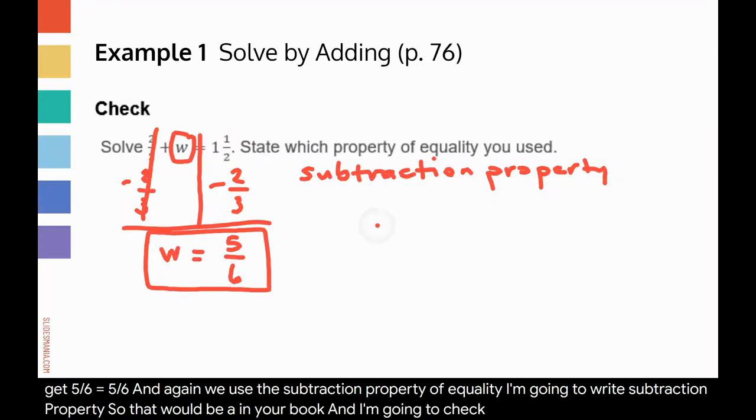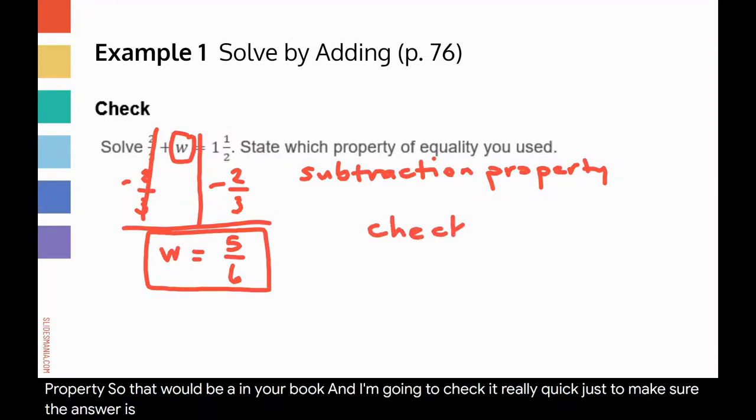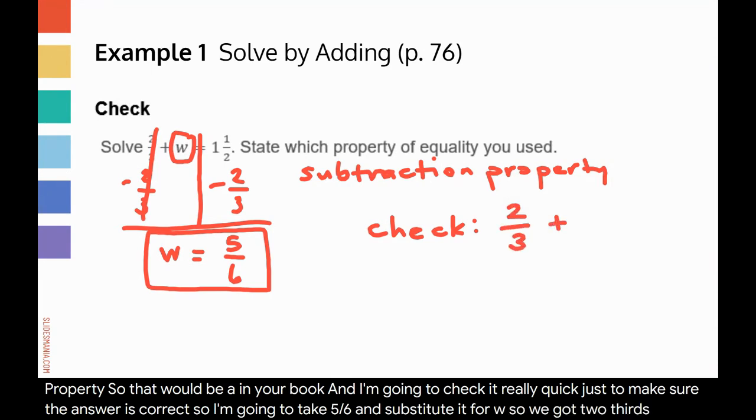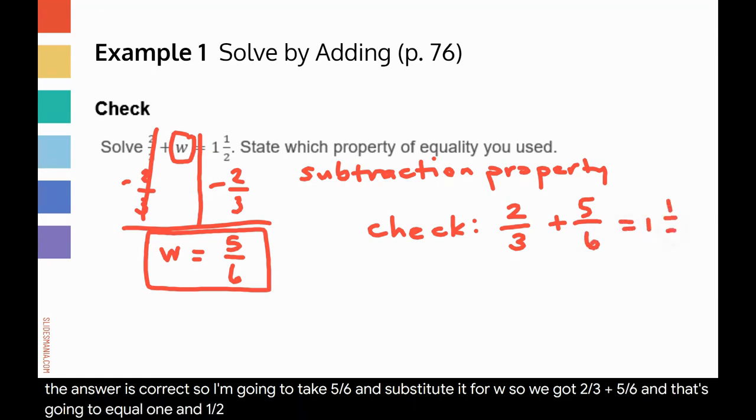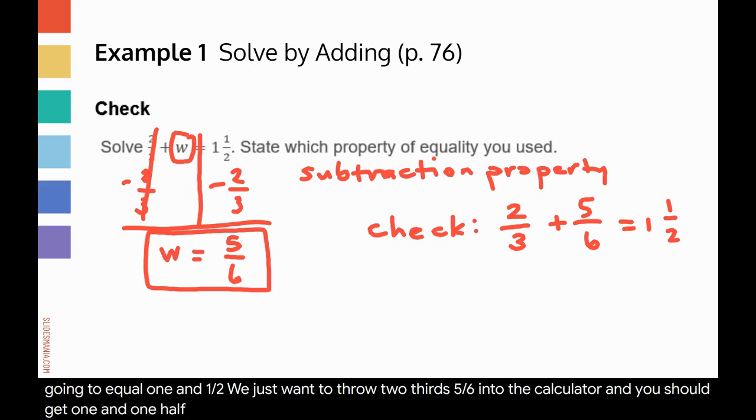And then I'm going to check it really quick just to make sure the answer is correct. So I'm going to take 5/6 and substitute it for W. So I've got 2/3 plus 5/6, and that's going to equal 1 1/2. And then we just want to throw 2/3 plus 5/6 into the calculator, and you should get 1 1/2. So that checks, and we're good.